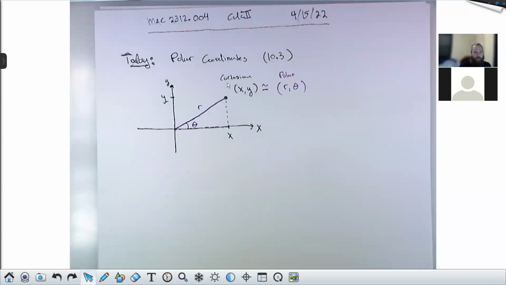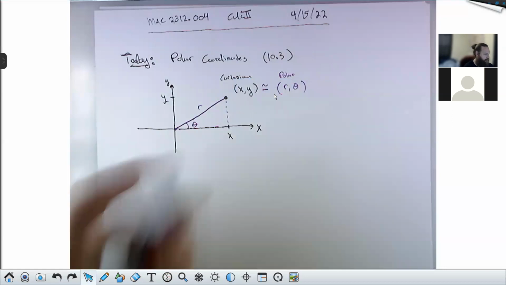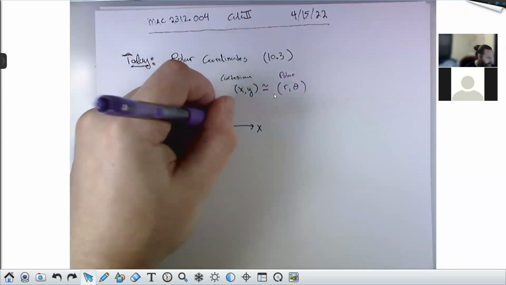If I give you the Cartesian points, like I tell you this is the point (3, 2), how do you find r and theta? Conversely, if I give you the polar coordinates, r and theta, can you tell me the normal Cartesian coordinates, x and y? And the trick to going back and forth is this little right triangle.